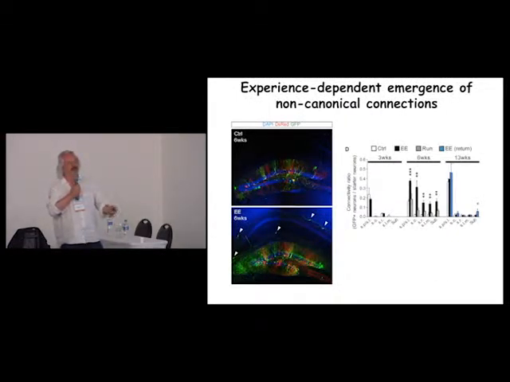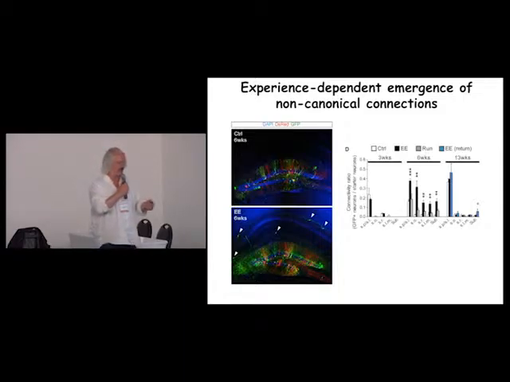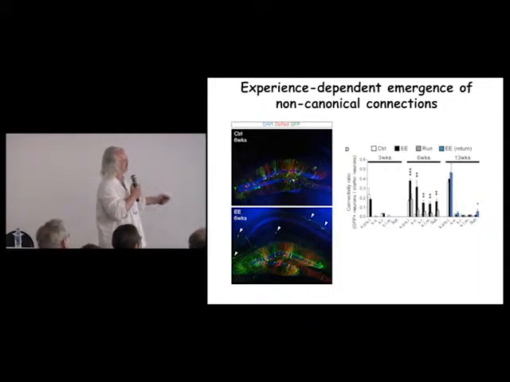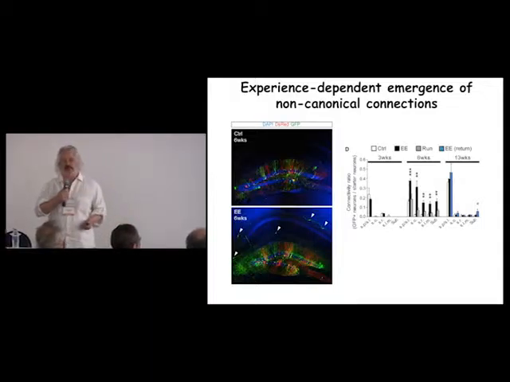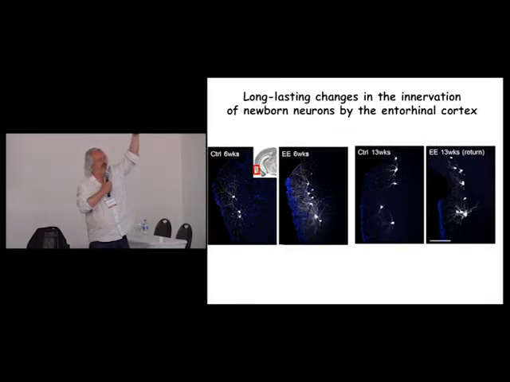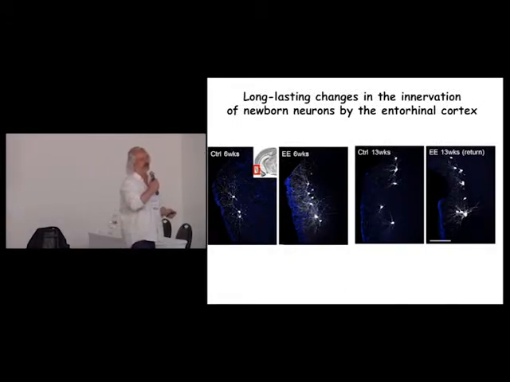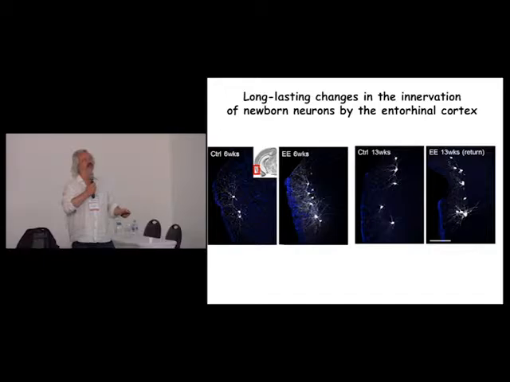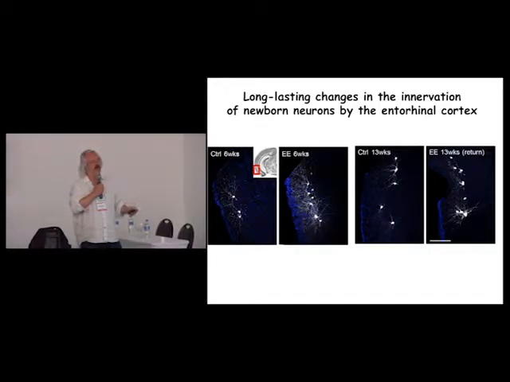What is also interesting about this technique is that you can reveal connections that had not been found before, so non-canonical connections onto newborn neurons. For example, certain interneuron populations in the CA subfields apparently project onto newborn neurons, which you don't see under control conditions. And we also found that the long-range connections arising from the entorhinal cortex are increased when you expose mice within this critical window.